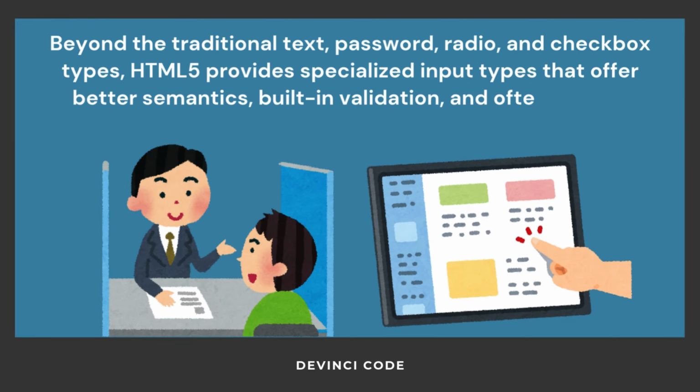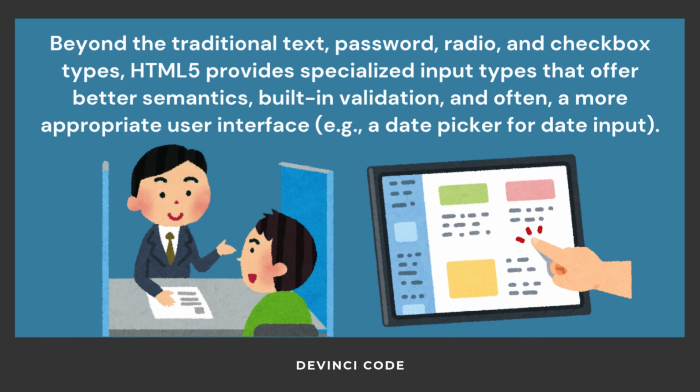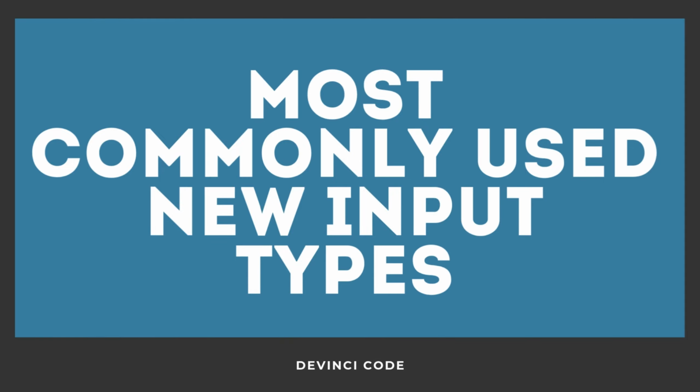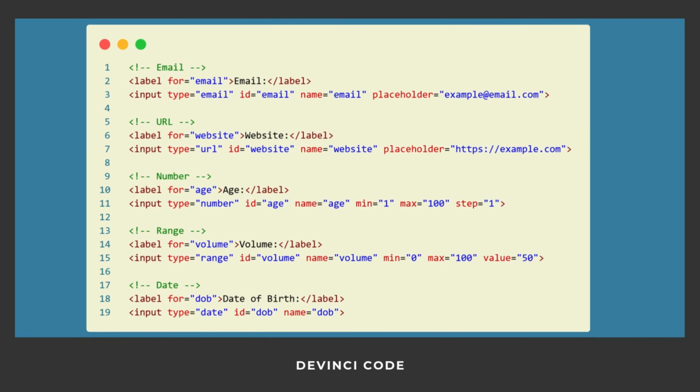Beyond the traditional text, password, radio, and checkbox types, HTML5 provides specialized input types that offer better semantics, built-in validation, and often a more appropriate user interface. For example, a date picker for date input. We'll explore some of the most commonly used new HTML input types and see how they work.